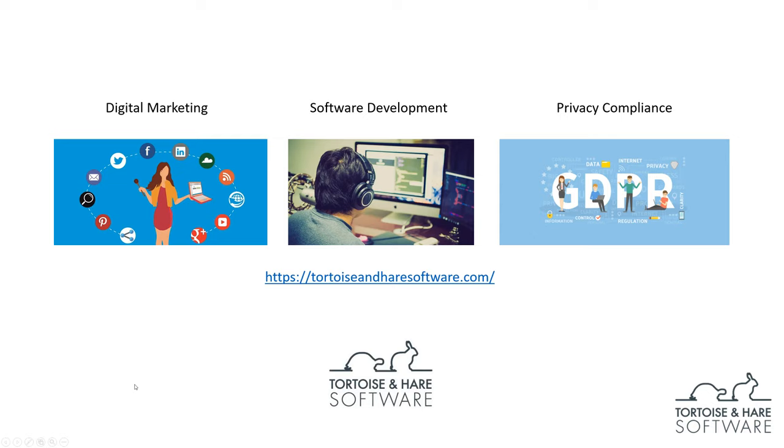Just a quick couple things about Tortoise and Hare Software, what we do. Our three pillars here are digital marketing, and that's really where we use most of our WordPress stuff, custom software development, and then we also do some privacy compliance with regulations like the GDPR. And you can visit us on the web to learn more there.